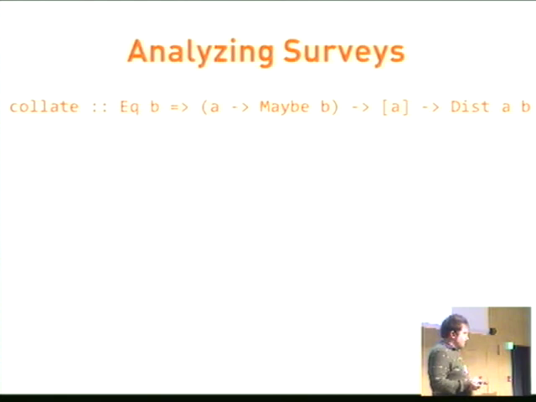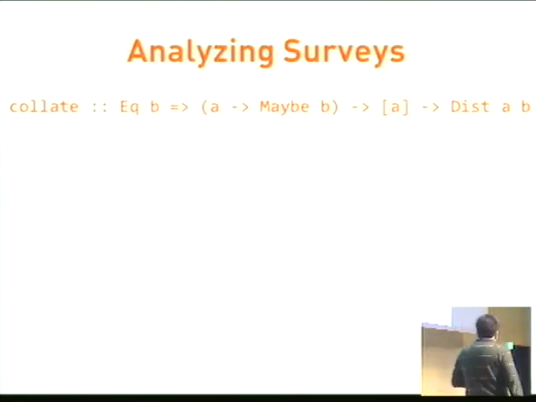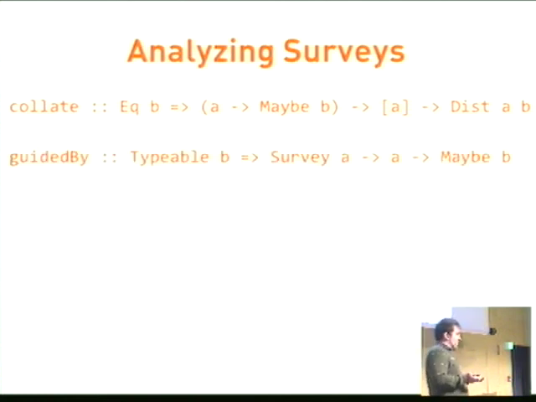Using this collate function, when provided with a function which is able to extract the interesting value out of a survey answer, encapsulated in a Maybe, and given a bunch of answers, it's able to produce the distribution that we want. But this isn't the whole story, because that's kind of a difficult thing to write. Well, with Surveyor, we can use guidedBy to produce that quite easily as well.